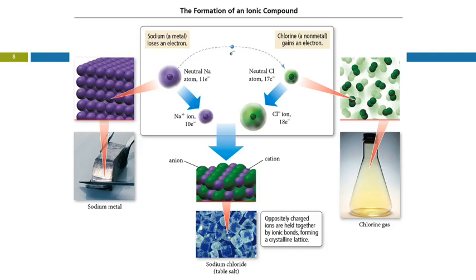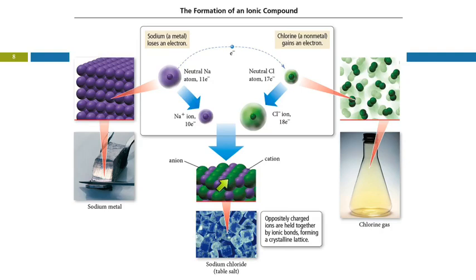The neutral sodium becomes a positively charged ion because it lost an electron. The chlorine becomes a negatively charged ion because it gained that electron. Now we have oppositely charged particles, and they are attracted to each other because of their electrical charge. And so they will stick together much like magnets do, and they will arrange themselves alternating cation, anion, all the way through in all three dimensions. They do that to maximize their attractions and minimize repulsions.